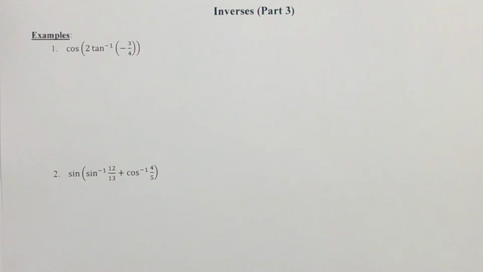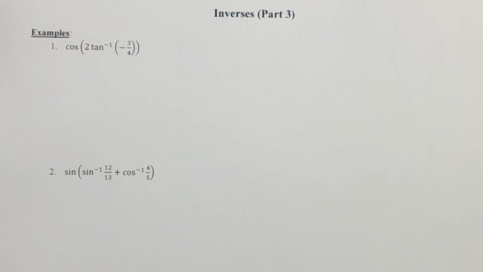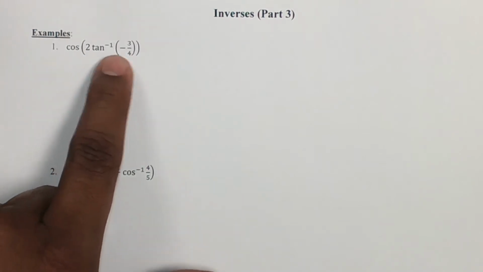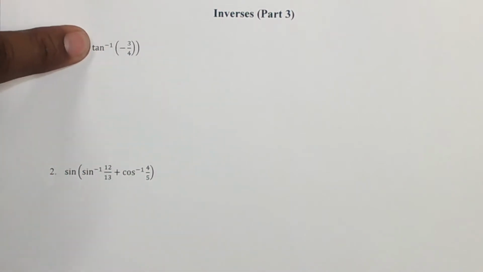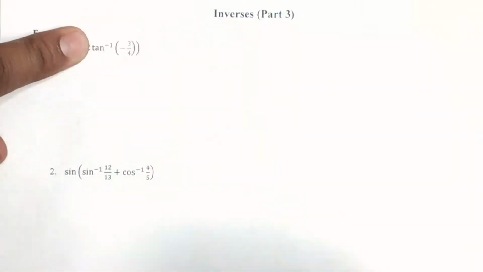All right, so what we're going to do is we're going to use our inverses that we talked about last unit and use the double angle identities that we've had in the past. So don't forget about your rainbow values. So tan inverse of negative 3 fourths. Okay, just looking at that.